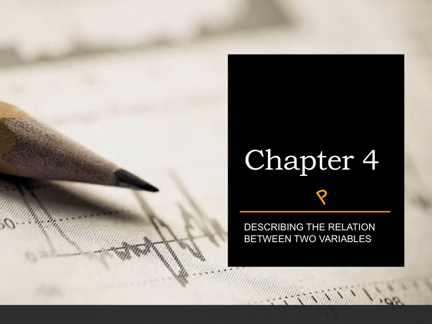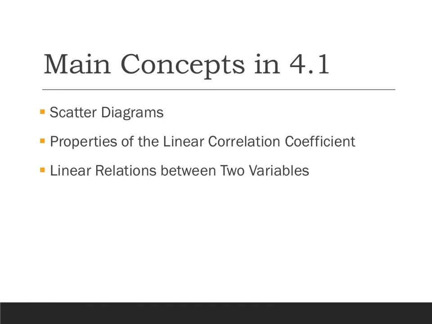Right, this is chapter 4, part 3. All right, so we've seen our scatter diagrams and how to make them on the calculator. We've talked about the properties of the linear correlation coefficient, those 8 properties for R. Now let's look at the linear relations between two variables.